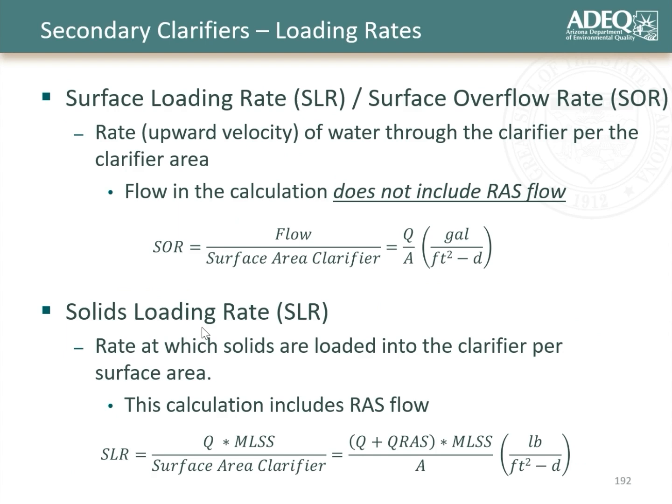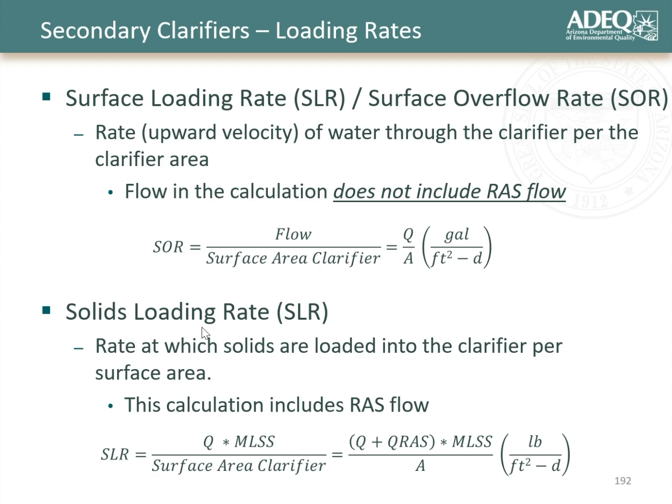So the surface loading rate or surface overflow rate, as we talked about last time, is kind of the rate of the upward velocity of water through the clarifier per clarifier surface area. So this is, as we talked about before, the flow in gallons divided by the surface area in square feet. And when we do that division, we get gallons per day per square foot.